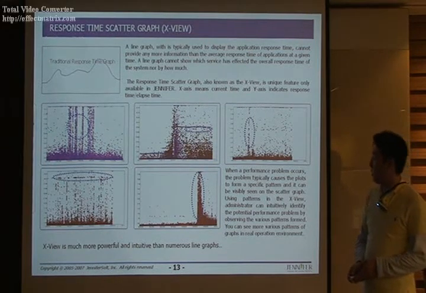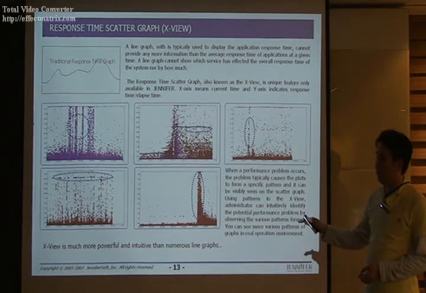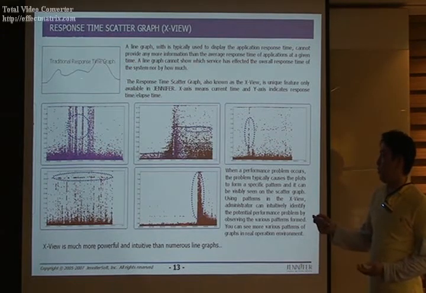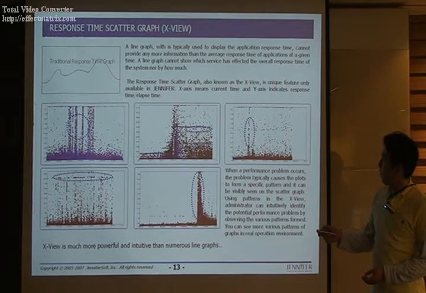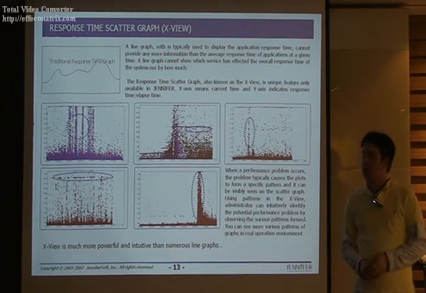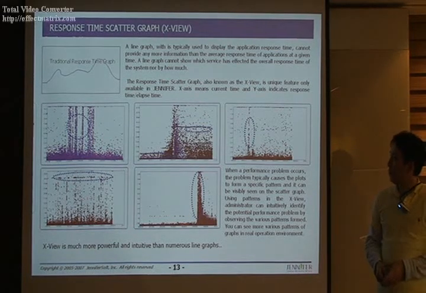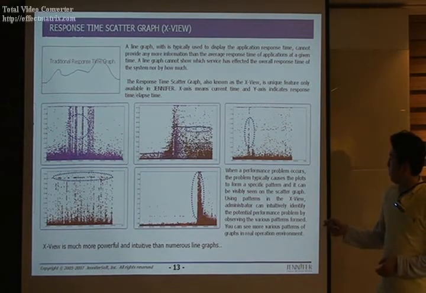The response time scatter graph is a major feature that is very unique to Jennifer. I don't think you'll be able to see anything like this in any other products out there. A typical traditional response time graph, which you can find in pretty much any solution, is usually done as a line graph. But the only information you get from this type of graph is the average response time, and that's basically all you get. In our case, we actually use a scatter graph to graph our response time.